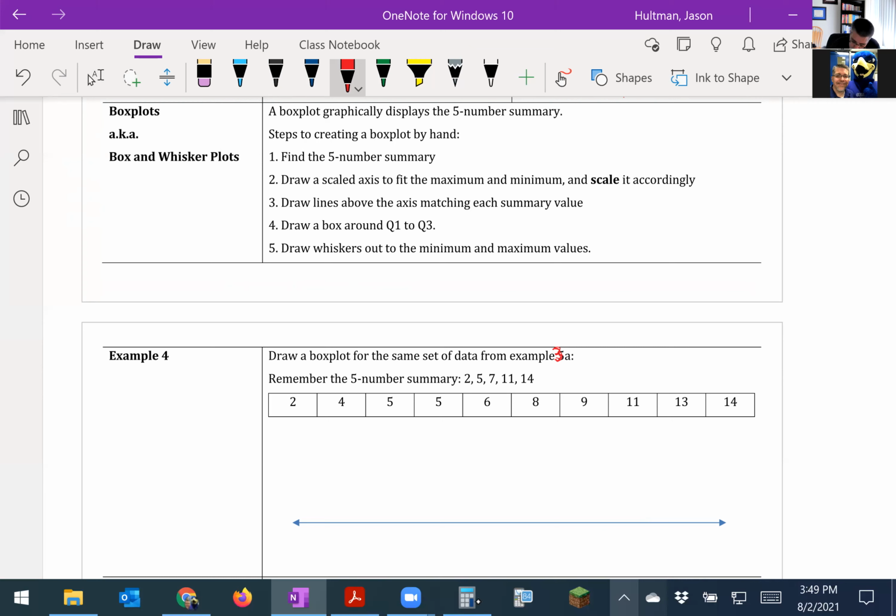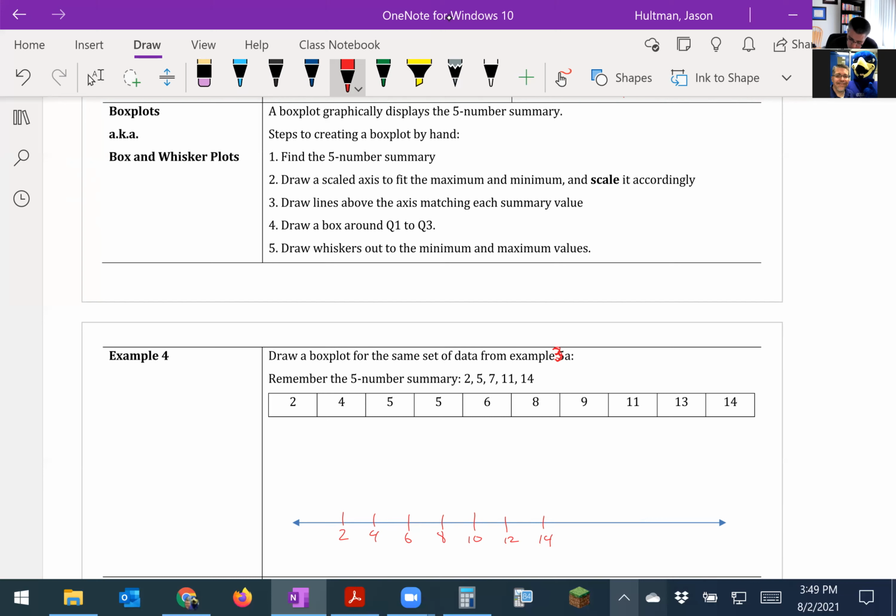Okay, so now it says draw a scaled axis to fit the maximum and minimum. So we want to go all the way from 2 to 14. So what I'm going to do is go by 2s. I'm going to go 2, 4, 6, 8, 10, 12, 14. And that should encapsulate all the data values that I need.